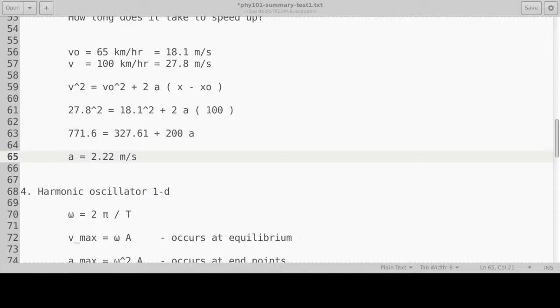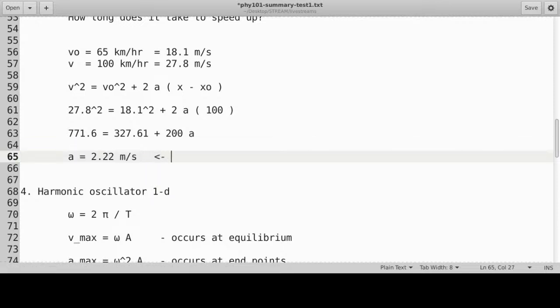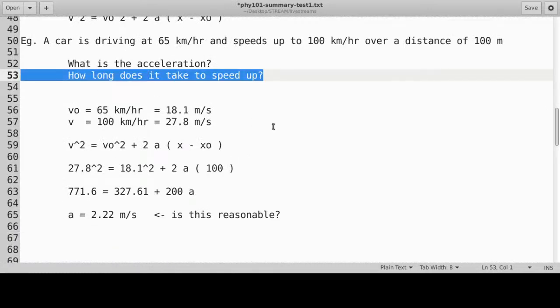Okay, what's a good acceleration to compare a number to? Like, what would you compare this to, to say is this reasonable? All right, well, I'll go on and you can answer that. So how long does it take to speed up?